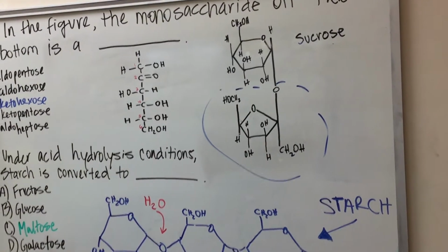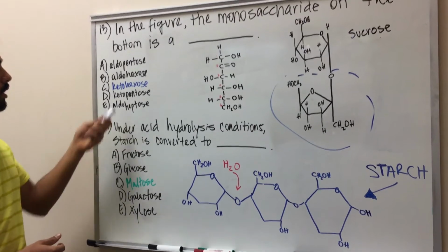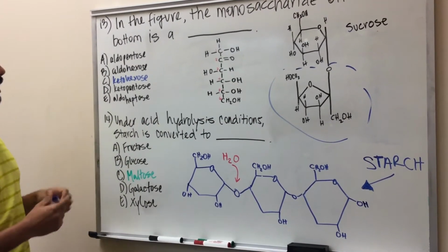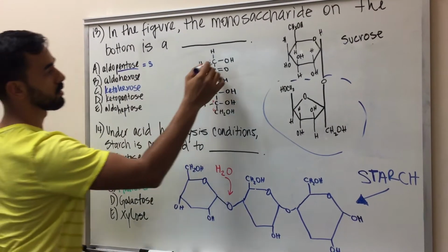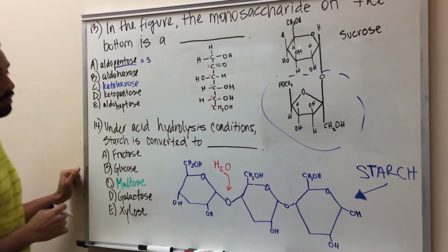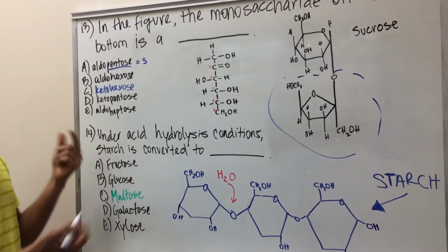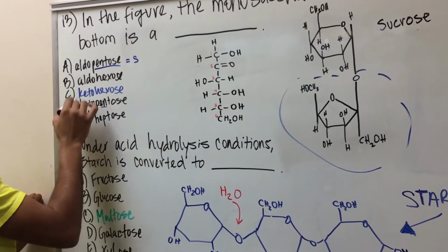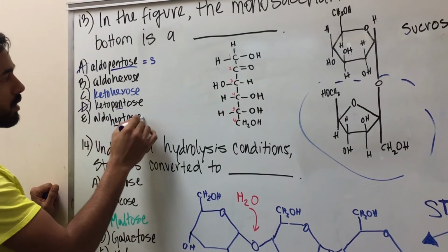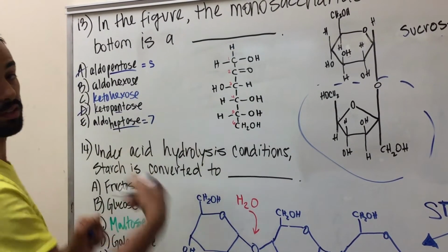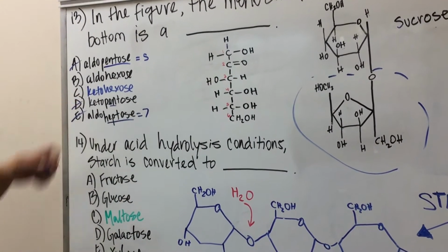The answers here: Aldopentose, Aldohexose, Ketohexose, Ketopentose, and Aldoheptose. The answer is Ketohexose because Aldopentose is saying that there's 5. Pentose equals 5. As you can see here, there are 6 carbon bonds. So it can't be pentose. So from there we could eliminate the other pentose, which is this one right here. So A and D are out of the way. Aldoheptose, this right here, says there's 7. Again, there's 6. So that's out. And so now we're left between Aldohexose and Ketohexose.